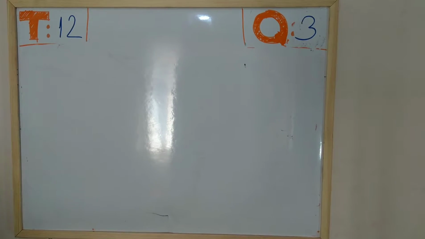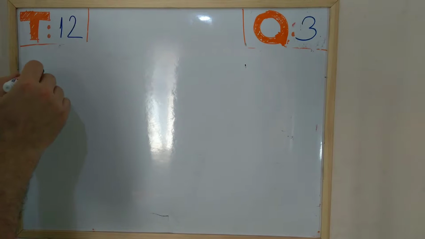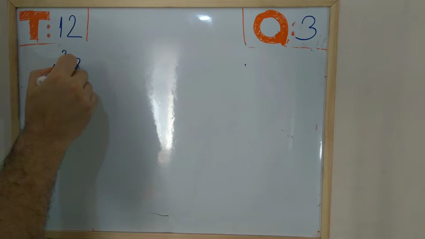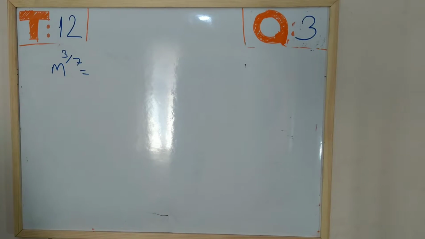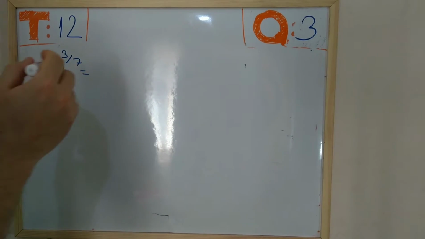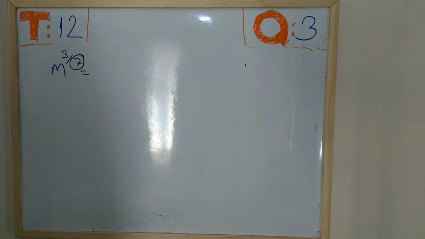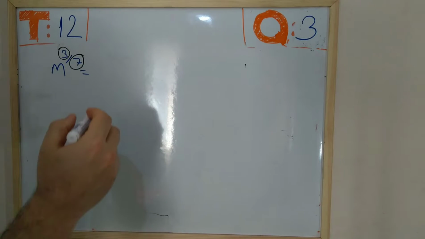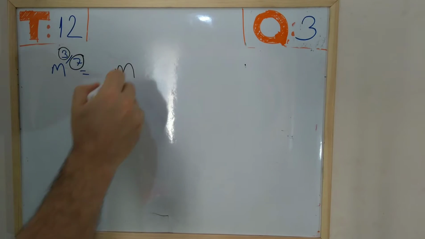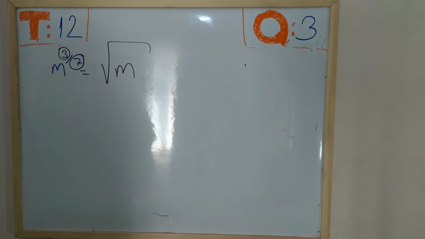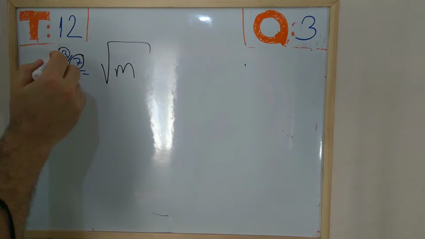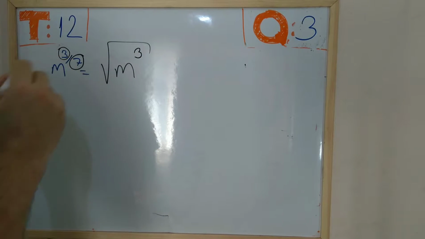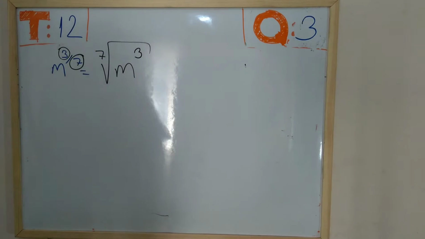Next question in our hand asks us which is the equivalent of m to the power of 3 over 7. Please do not forget that the denominator here shows the degree of the root, and the numerator shows the degree of the power. So what I have is some root of m to the power. So here is my power, 3, and here is the degree of the root, which is 7.